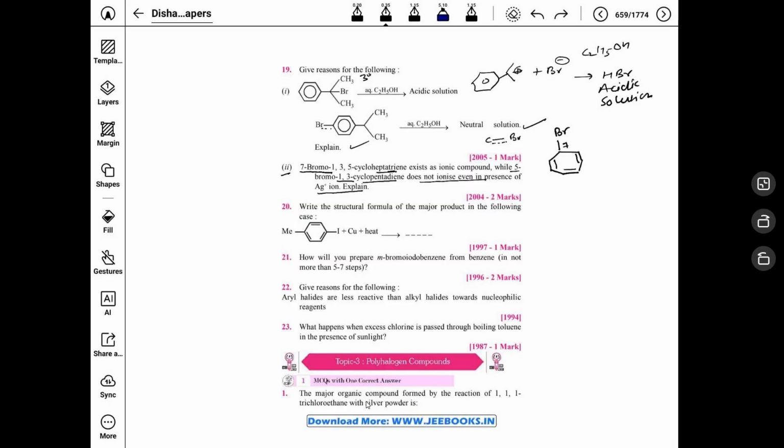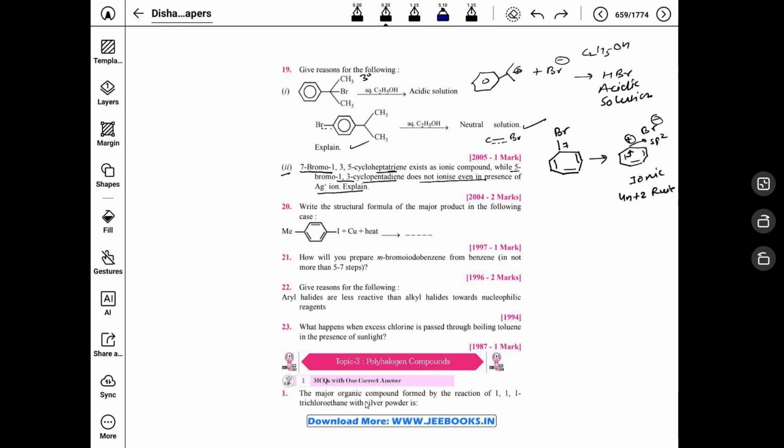So this exists in an ionic form. What will this ionic form be? This is the ionic form: positive charge, Br negative. Why does it exist in ionic form? Because the carbon is sp2 hybridized after decomposing, and the charge can delocalize in the empty p orbital of this carbon. So it follows the 4n+2 rule, Huckel's rule.